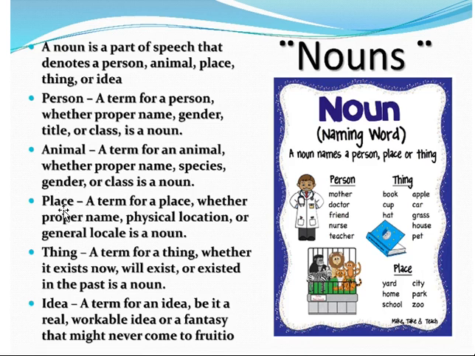If we talk about a place, what can be a noun as a place? A term for a place with a proper name, physical location or general locale is a noun. If we talk about a thing, a term for a thing, whether it exists now, will exist or existed in the past, is a noun. Idea: a term for an idea, be it a real, workable idea or a fantasy. Fantasy means imagination that might never come to the future.